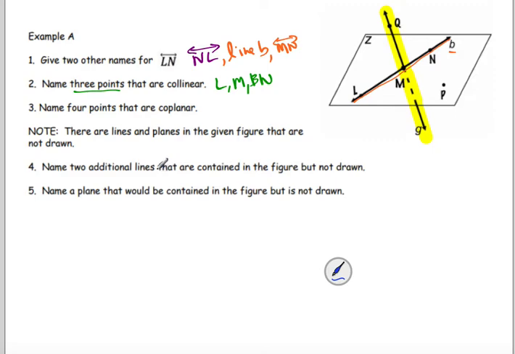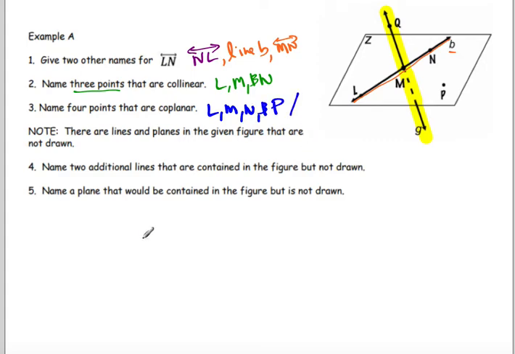Number 3, name 4 points that are coplanar. Well, we have this plane drawn right here, and it does have 4 points in it. It has point L, point M, point N, and P. B and Z are not points, so do not list those. So we've got L, M, N, and P.